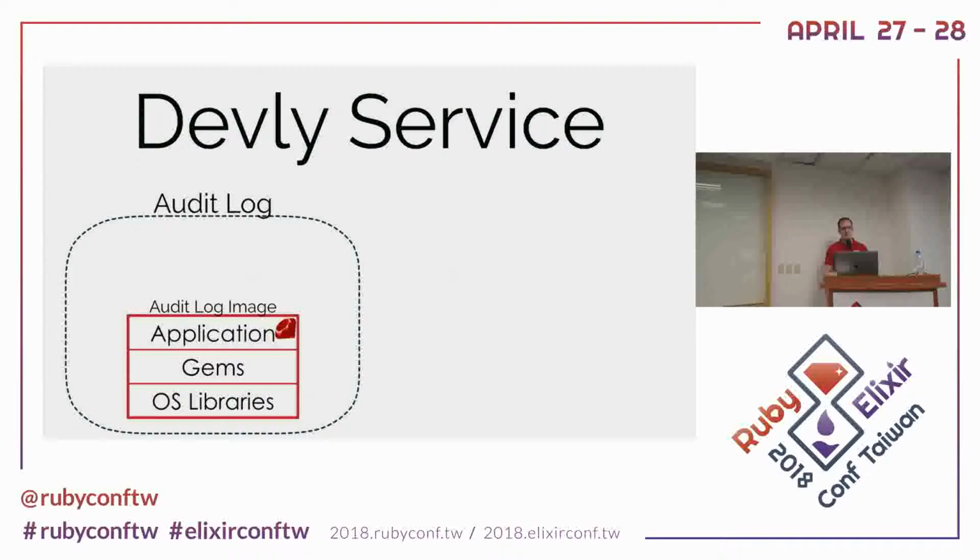A Devly service is a runtime configuration for an image. Here we've created the audit log service using the audit log image. A service runs a command. Since the audit log service provides an API for managing event data, it runs a Rails server to provide the HTTP interface for events. Our audit log service needs to be accessible to other services so they can read and write events. To allow other services to communicate with us, we expose port 8888.